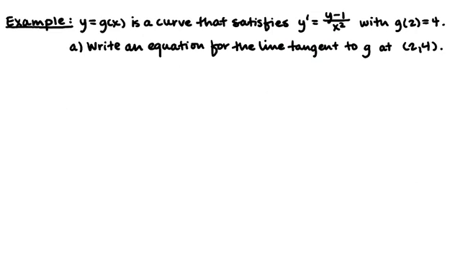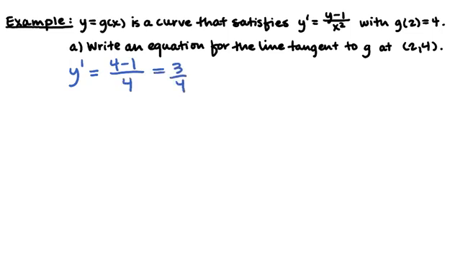Okay, I've got another free response question for you. y equals g of x is a curve that satisfies y prime equals (y minus 1) over x squared with g of 2 equals 4. Write an equation for the line tangent to g at (2, 4). This sounds really easy, because I've got the point already. I've got a formula for the slope. y prime is going to be equal to y minus 1, which is 4 minus 1, over 2 squared, which is 4. That's looking like 3/4.